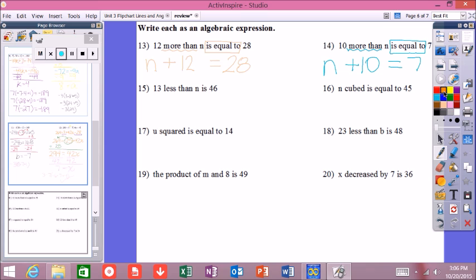Number 15. Single little word is means the equal sign. Do you have any tricky terms? You have less than, so that's minus 13 from the end, equals 46. Let me point out that if you were to switch the order in more than, because of the commutative property, it's still correct. But in number 15, if you write 13 minus n, it is incorrect.